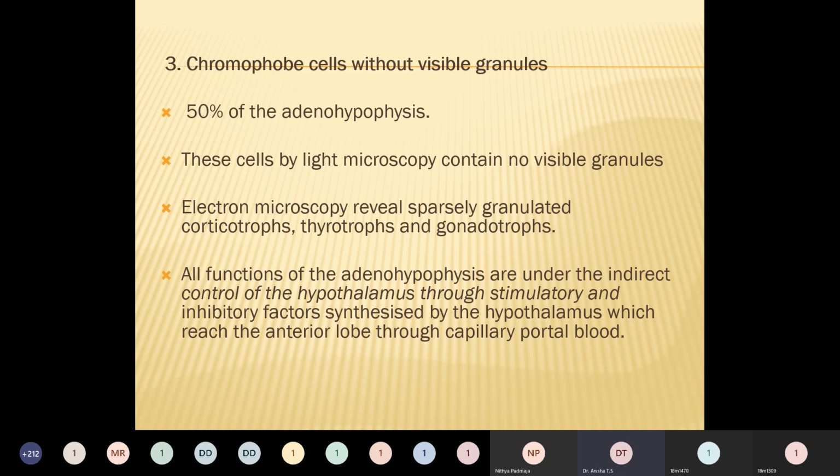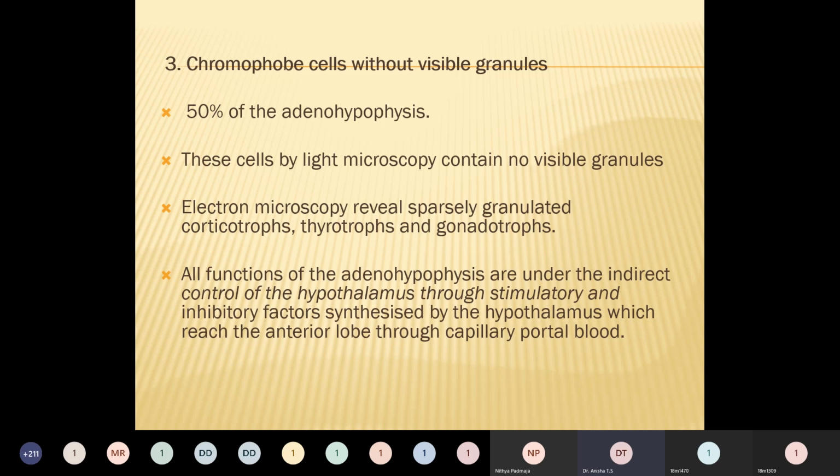The cytoplasm does not have any visible granules, and they constitute about 50% of the adenohypophysis. Electron microscopy reveals that they have sparse granules, but on light microscopy, that is, if you see under the microscope, you will see that they do not have any significant granules, like I told you about chromophil cells.